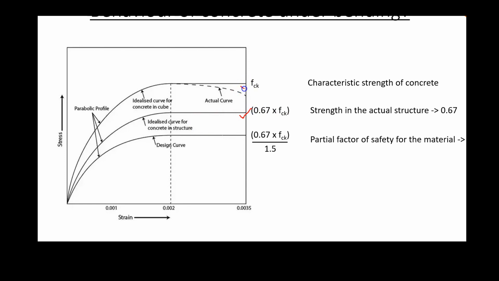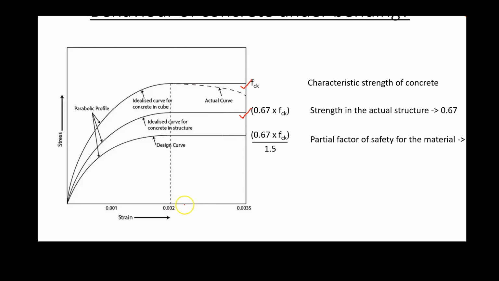The first curve actually represents the idealized curve. Why? Because for design we can't just make use of the actual curve, as finding out the area and volume will be difficult. So we are replacing the actual curve with an idealized curve. It starts from 0 to a strain value of 0.002 as a parabolic curve, and after this it is just a straight line.